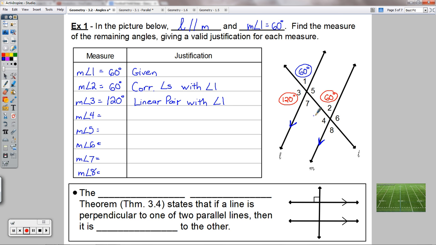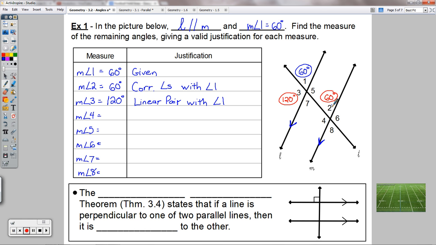Okay, so now angle 4. Let's see what we have for that. It looks like those would be the same old justifications. I could use corresponding angles with 3 and 4. I could use a linear pair with 2 and 4. So I'm going to skip that one for now and make it a little more interesting. I'm going to go to 5 instead.